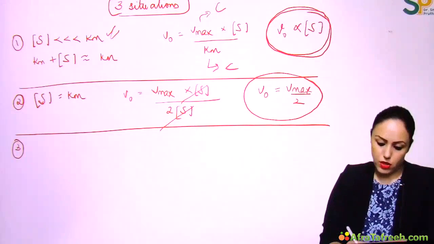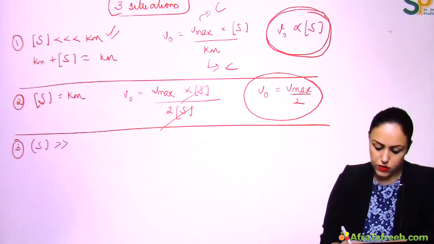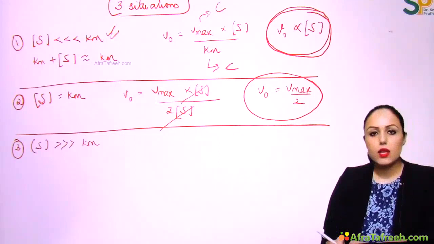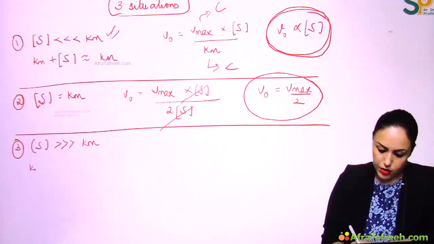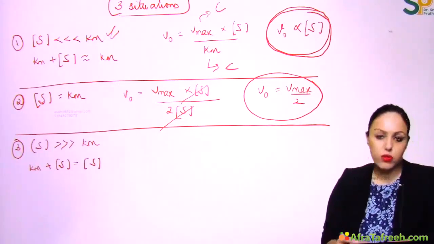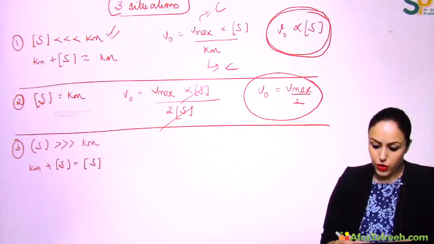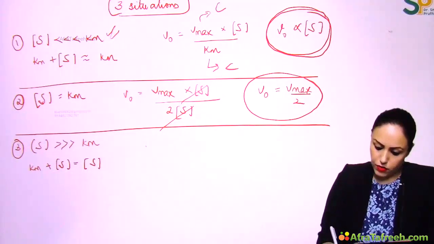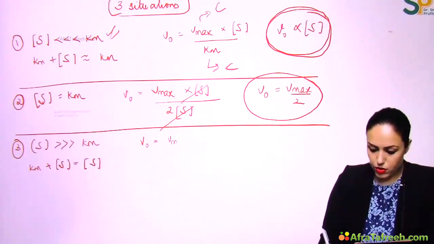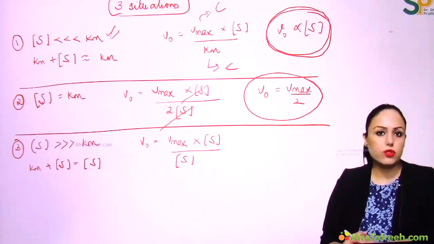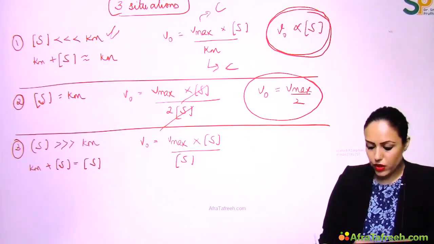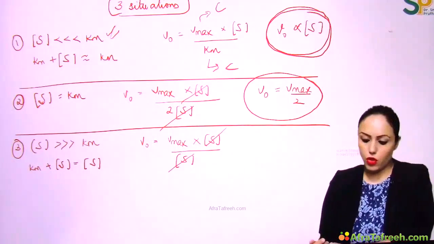Then the third situation, when substrate concentration is very much higher than Km, then you can ignore Km. Km is very small. So Km plus substrate concentration is equal to substrate concentration. Putting this in the formula, V naught is equal to Vmax into substrate concentration divided by substrate concentration, right? So we can cancel substrate concentration in the numerator and denominator.